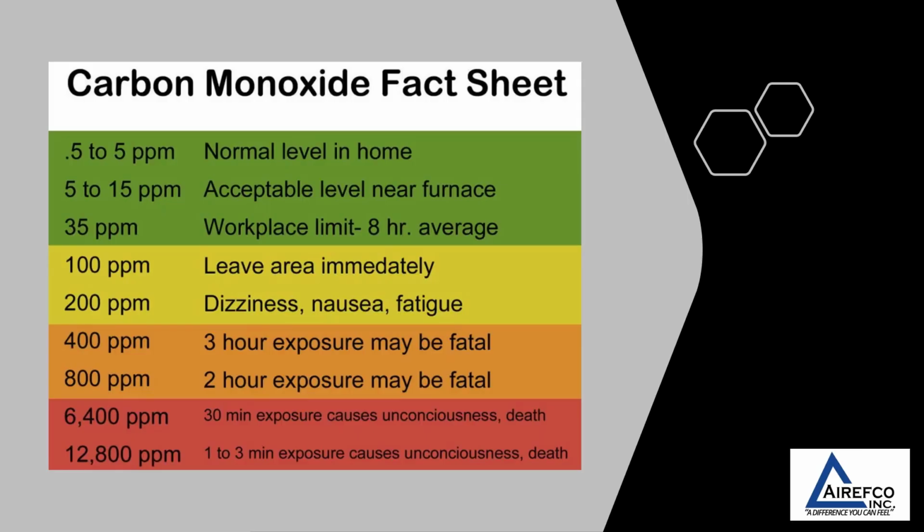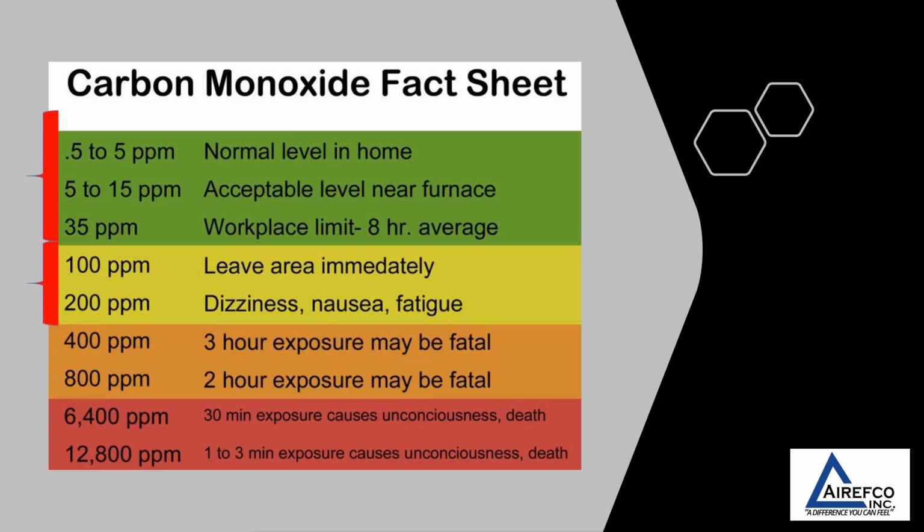This chart is from the NFPA code, and it shows the levels of carbon monoxide. You notice that 5 to 35 parts per million is normal, 5 parts per million being a normal level in an average home, 5 to 15 an acceptable level near the furnace, and 35 parts per million at the workplace for an 8-hour average.